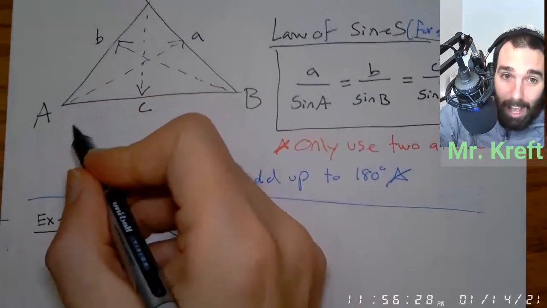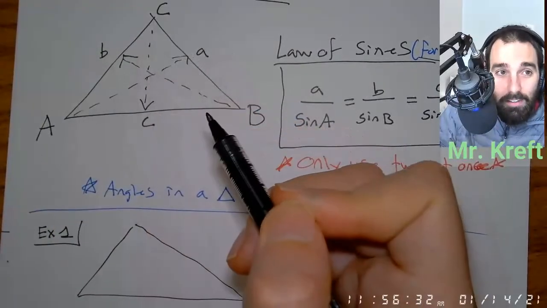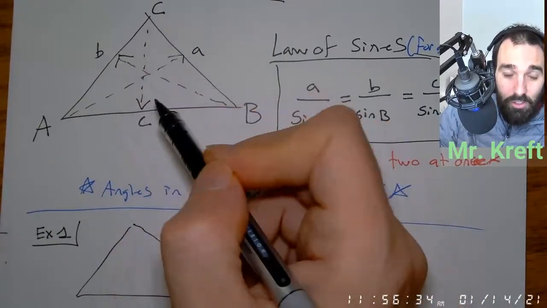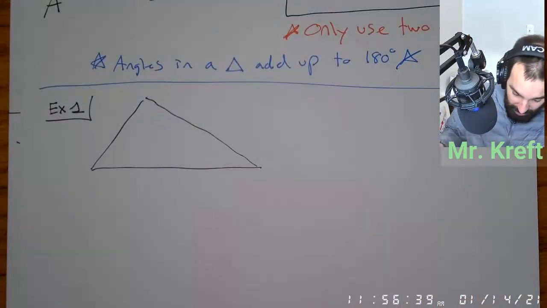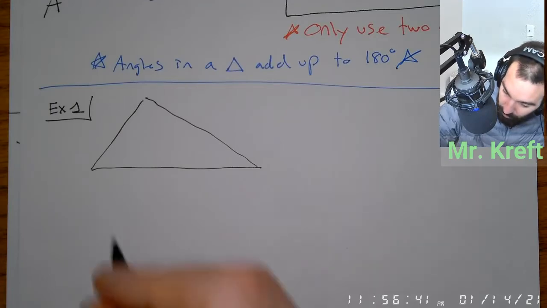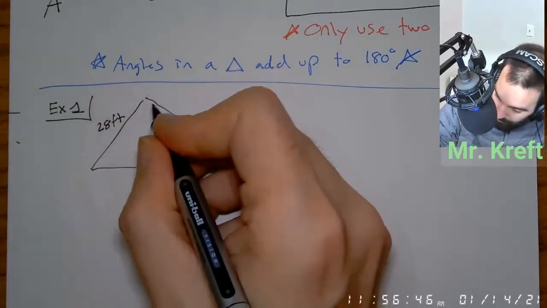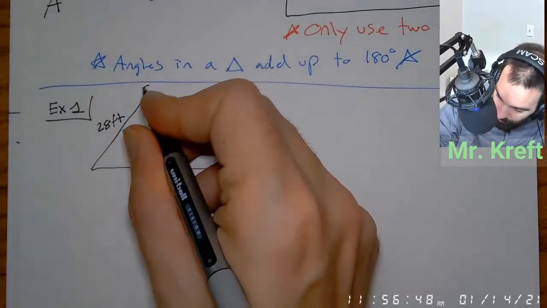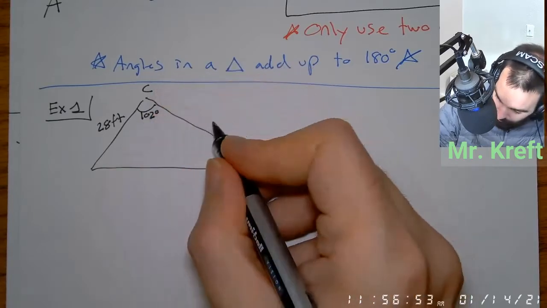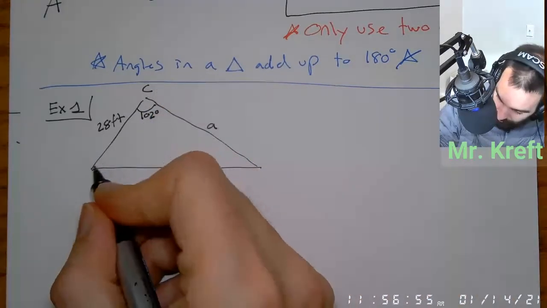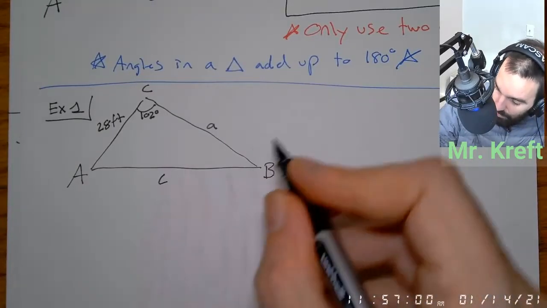All that matters is that angle A is across from side A, and that's true for each one. A doesn't have to be in the lower right. Draw a picture. Thank you, Savannah. You rock. Okay, so let's fill some stuff out. Let's say this is 28 feet. Let's say this is C, and let's say this is 102 degrees. Let's say this is capital A, this is capital B, and this is C.